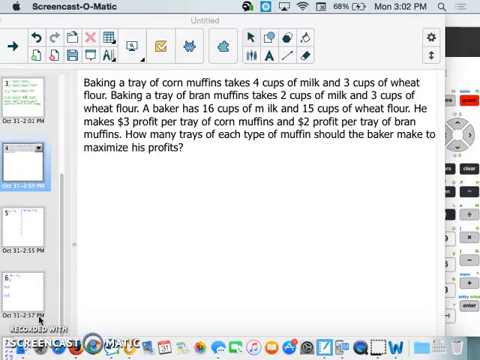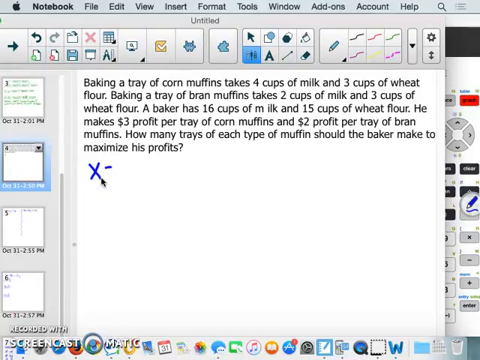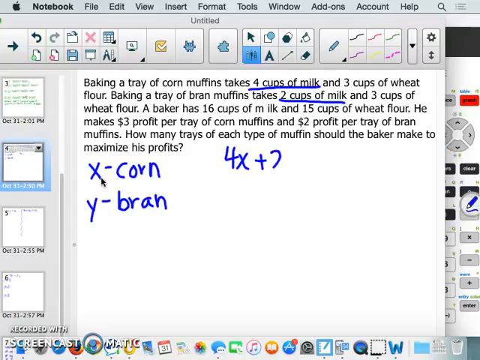So first we have to define the variables. We'll have X be corn muffins and Y be bran muffins. The first constraint, we will do cups of milk. Corn muffins is 4 cups, so that's 4X. And then bran muffins is 2 cups, so plus 2Y. And the baker only has 16 cups of milk, so less than or equal to 16.